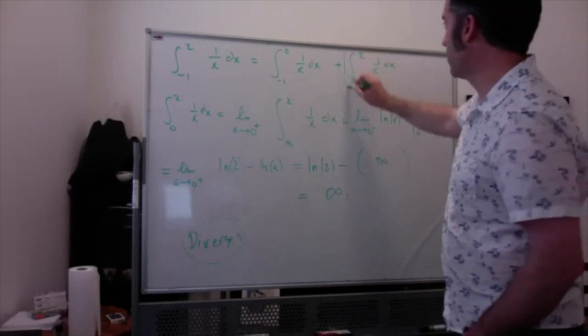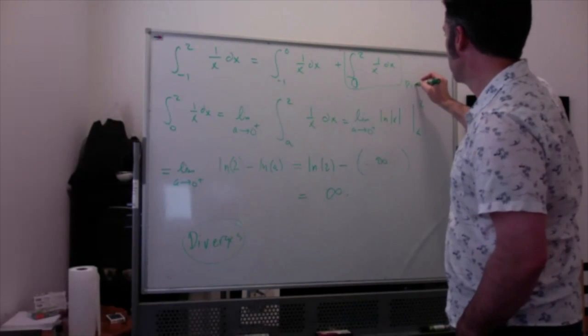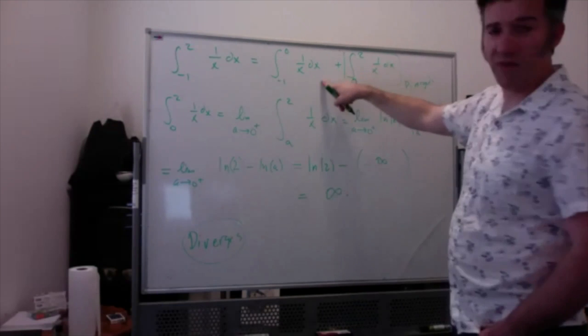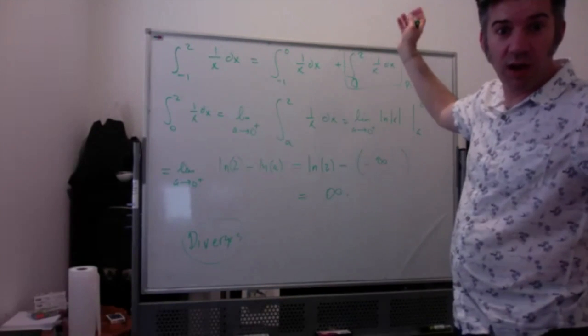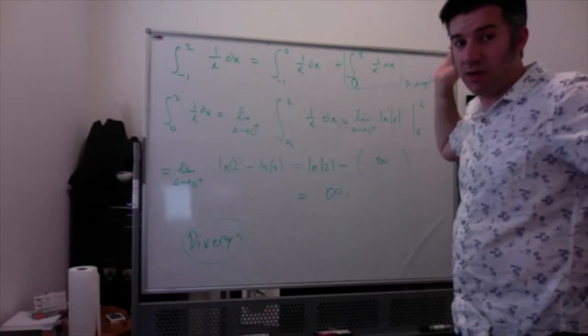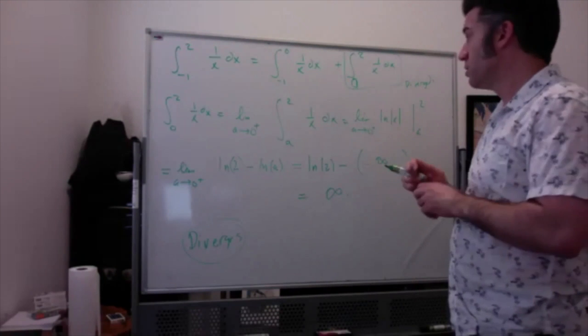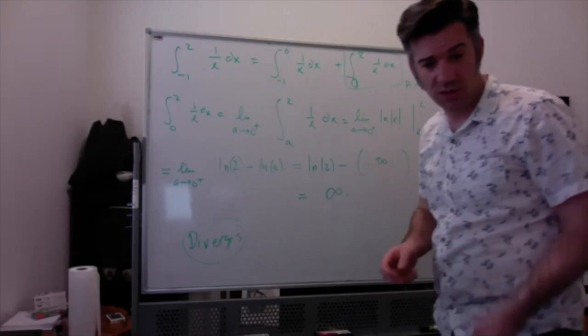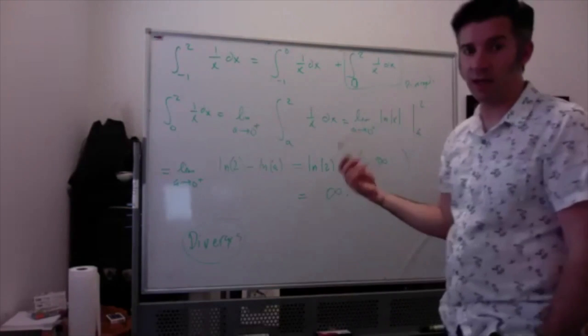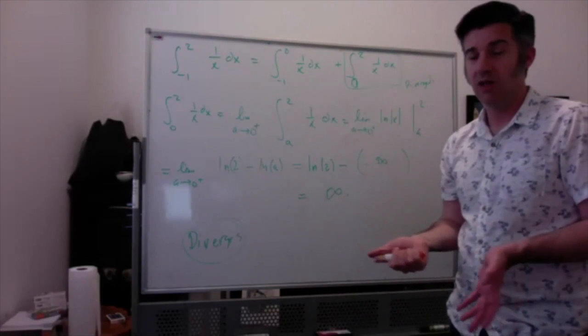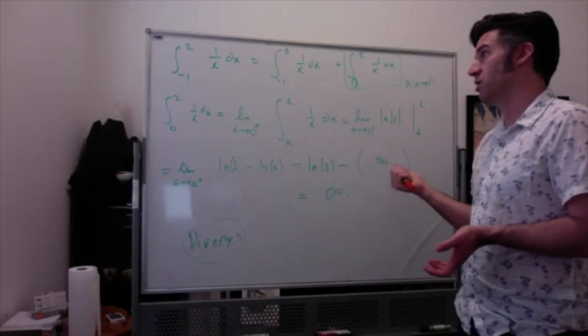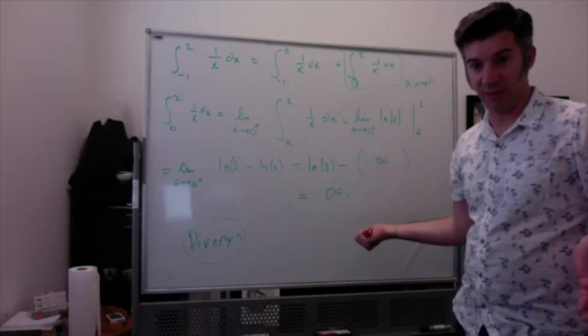Right? So we got that this part diverged. We don't know if this part diverged or converged. We don't care. It doesn't matter. Once you know that one part diverges, the whole thing diverges. So don't do more work than you have to do. If you have to break an integral up into multiple pieces, you definitely want to stop once you have one piece diverging.